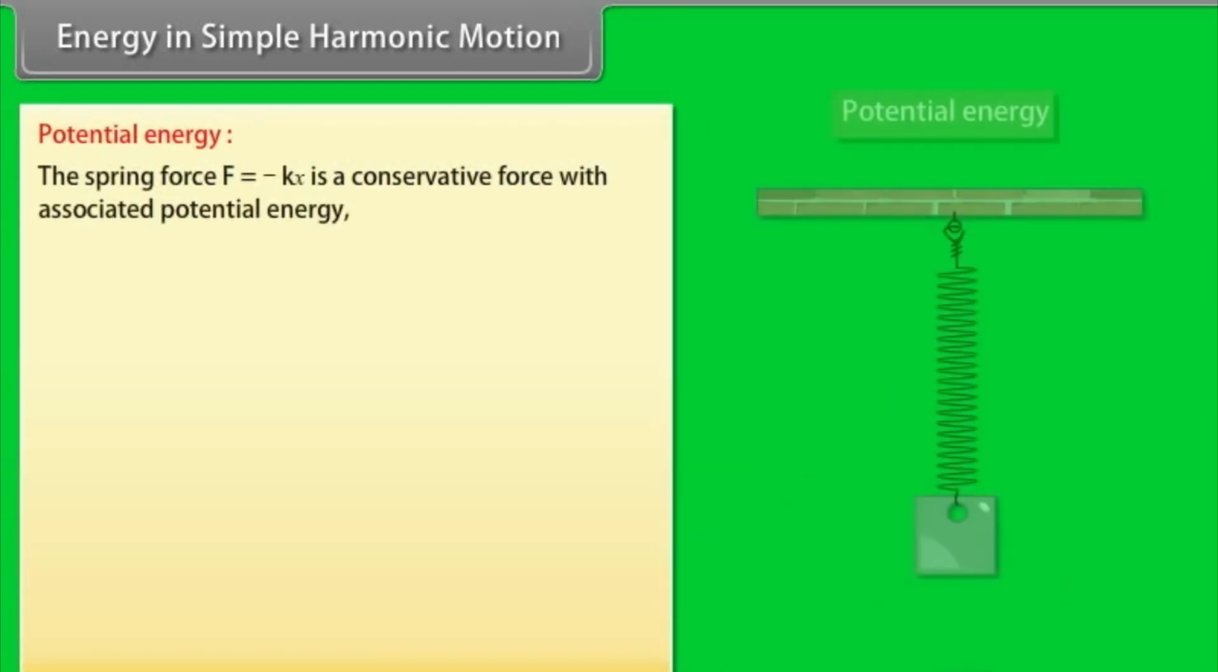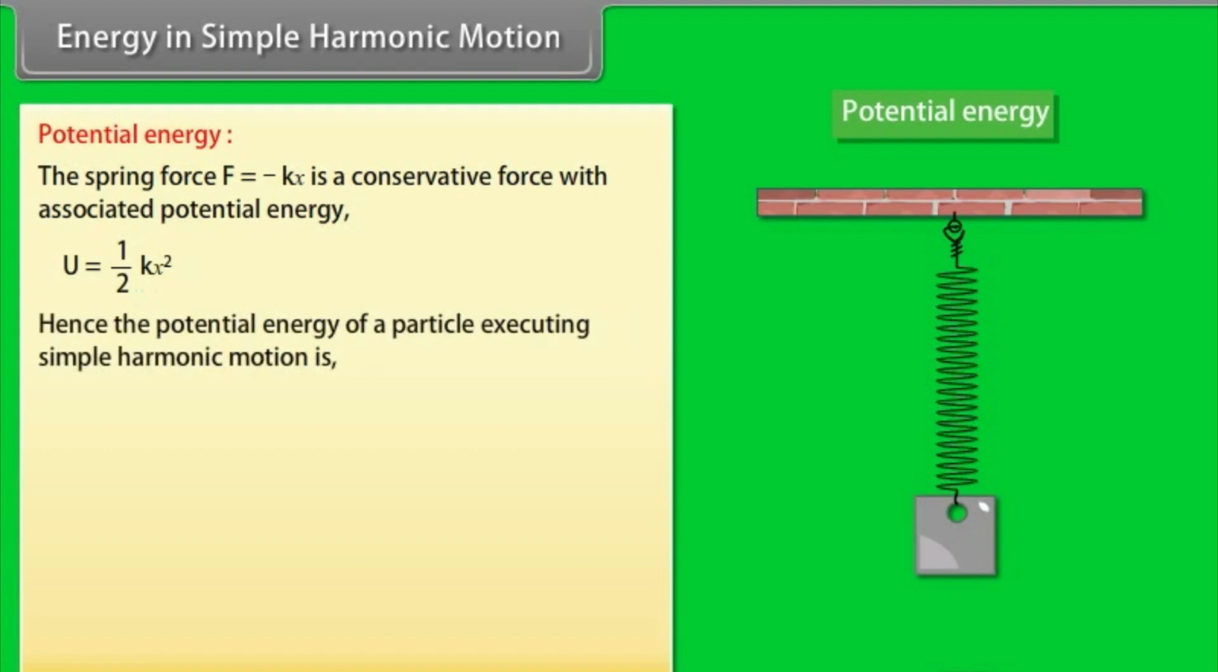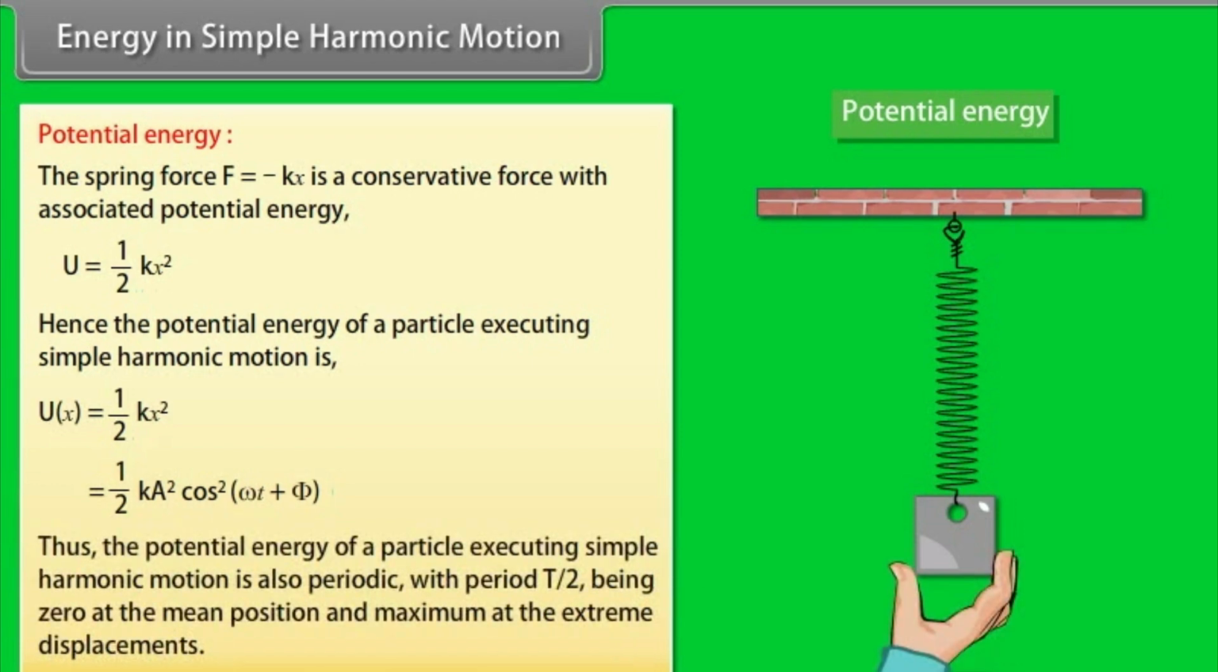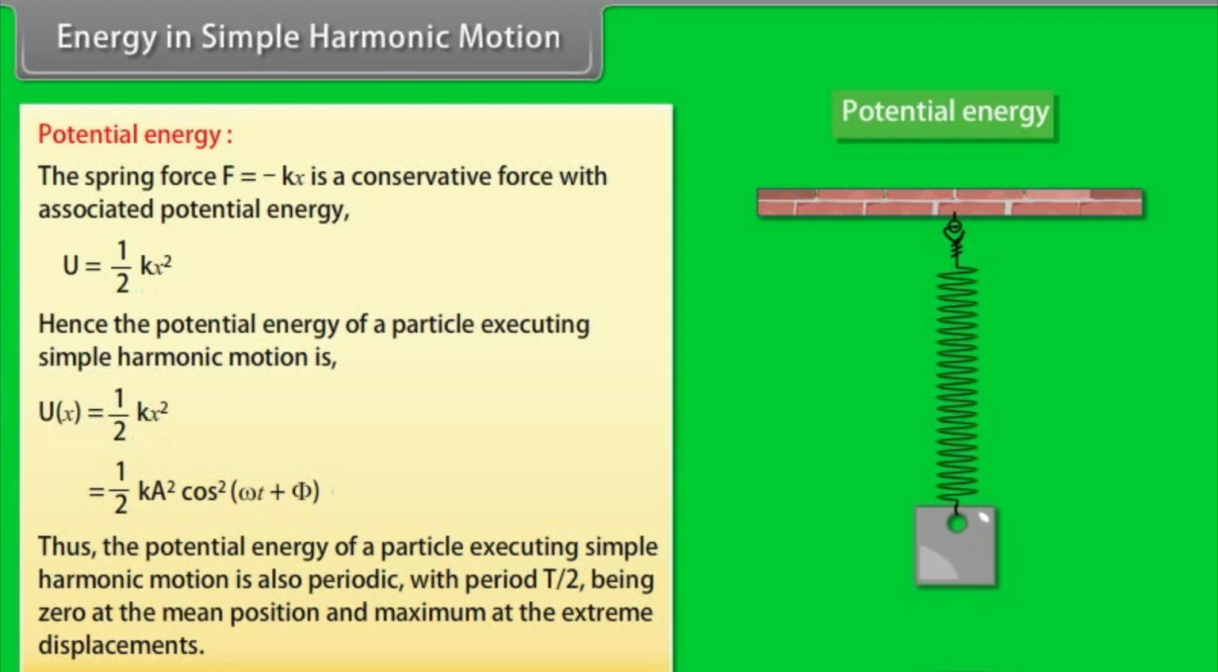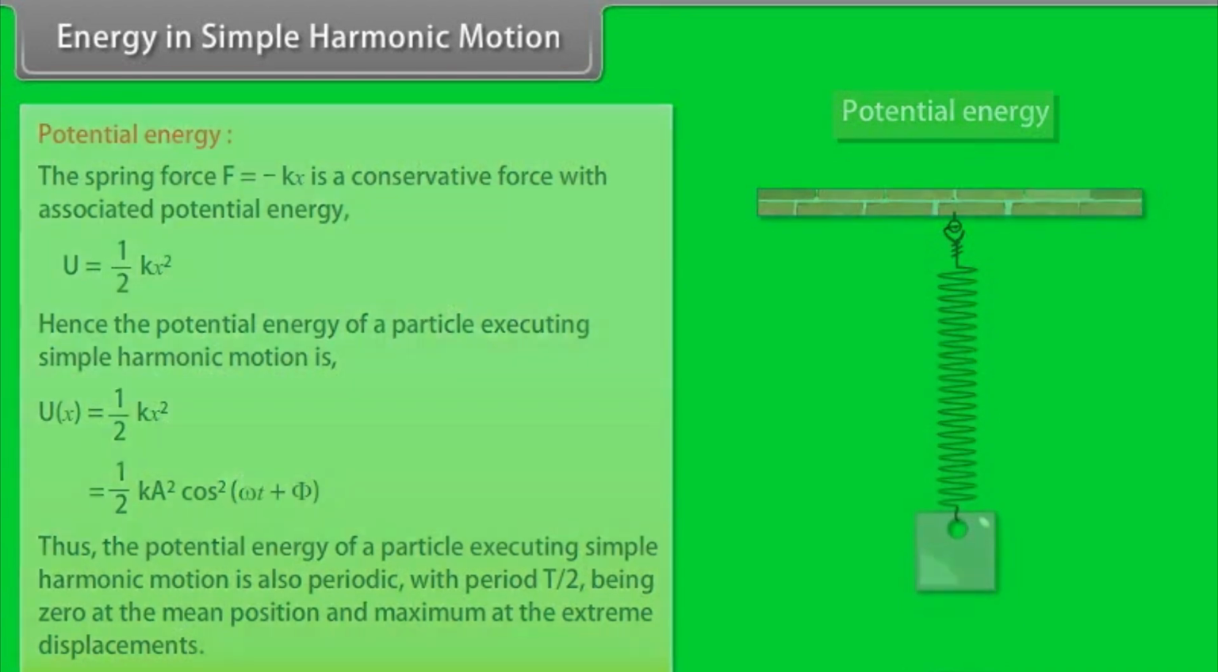Potential energy. The spring force F is equal to minus kx is a conservative force with associated potential energy U is equal to half k x square. Hence, the potential energy of a particle executing simple harmonic motion is U(x) is equal to half k x square is equal to half k A square cos square (omega t plus phi). Thus, the potential energy of a particle executing simple harmonic motion is also periodic, with period T by 2, being 0 at the mean position and maximum at the extreme displacements.